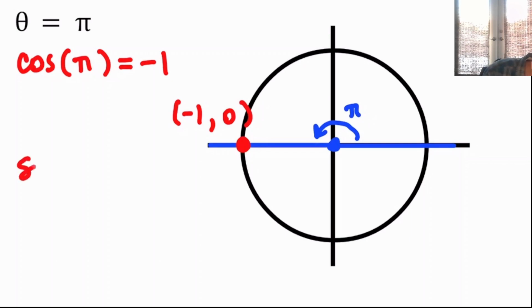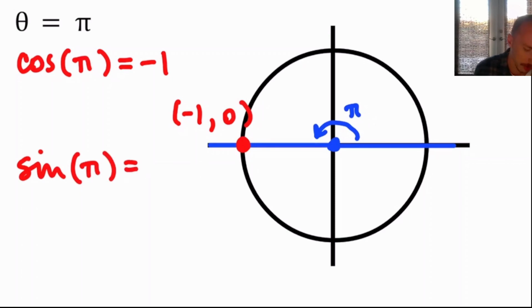And then the y-coordinate represents sine of pi. The vertical displacement from the x-axis, I haven't been displaced at all. Okay, I'm still on the x-axis, so it's going to be sine of pi equals 0.